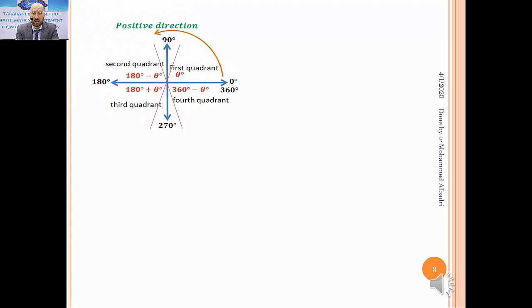So now we have to know the directions. We have the positive direction, with the first, second, third, and fourth quadrants. In the first quadrant, theta is acute. In the second quadrant, theta is an obtuse angle: it will be 180 minus the acute angle, which we will learn how to find. In the third quadrant, it will be 180 plus the angle, and in the fourth quadrant, 360 minus the angle.